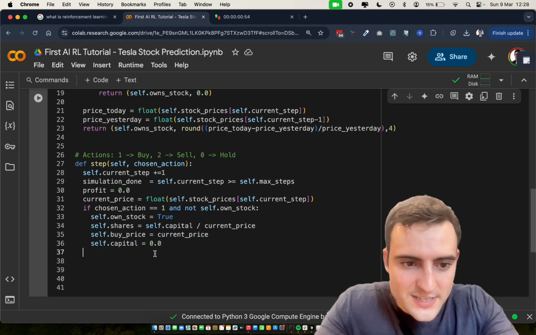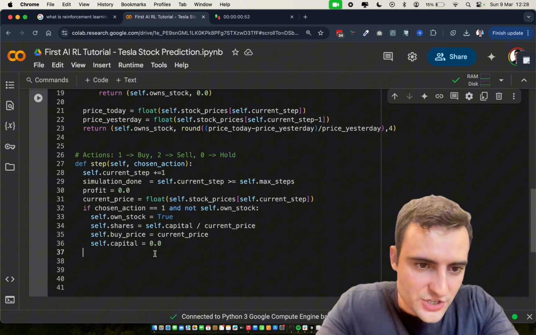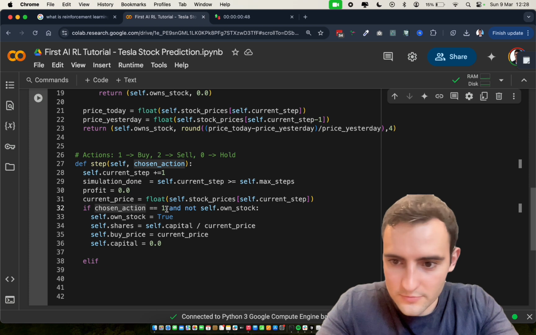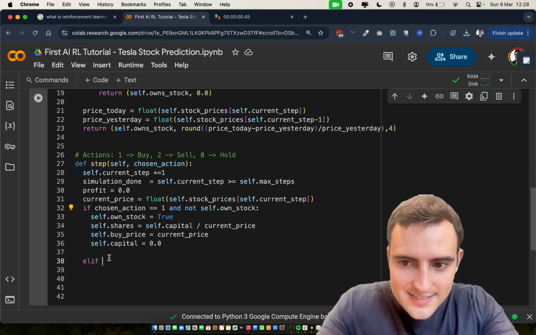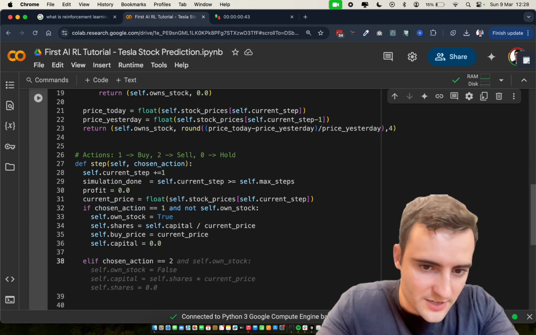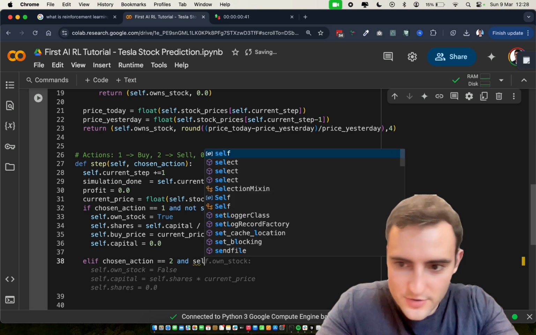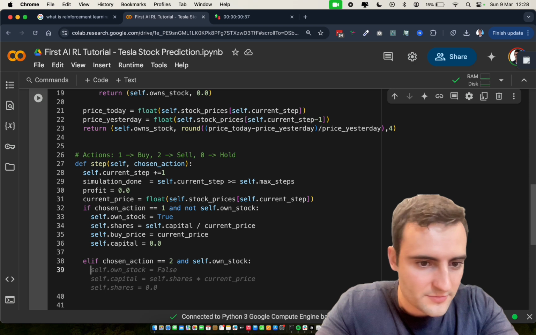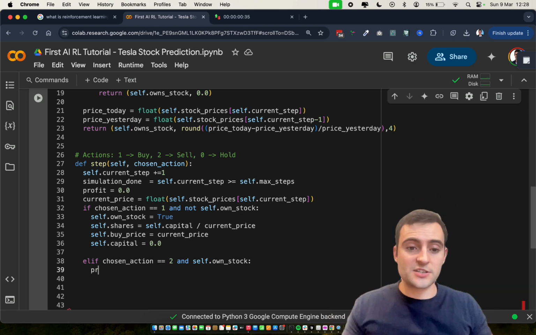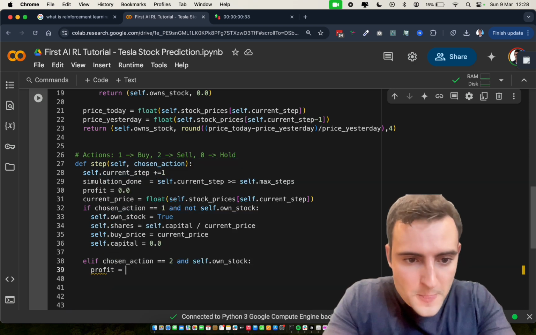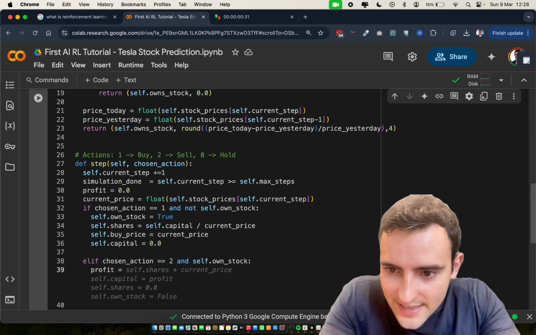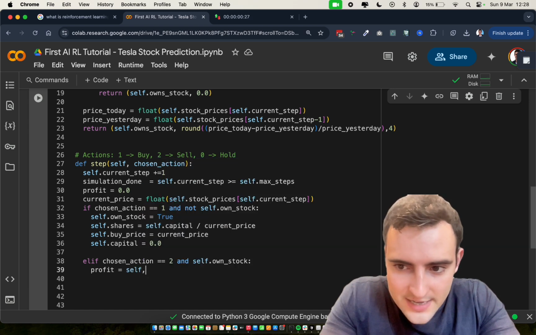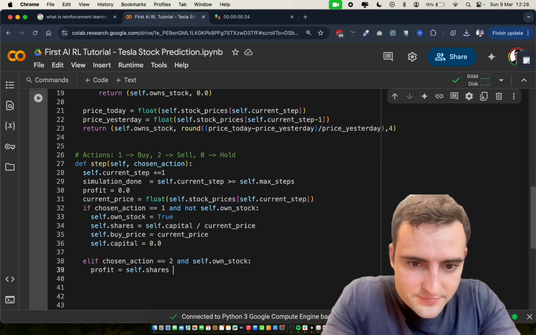But what if we sell? So we say else if the chosen action instead of 1 is 2, which is to sell, and we do own the stock, because you can only sell if you have the stock. What we do next is we write the profit. So when we sell the stock, we actually make some profit, right? And so the profit that we have is self.shares, so the amount of shares that we have times the current price.